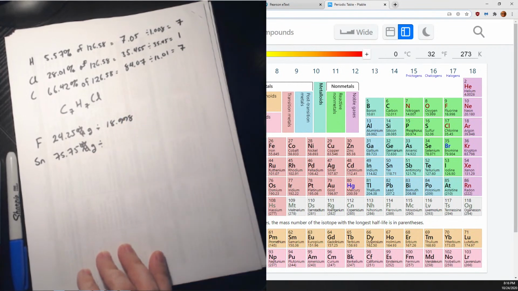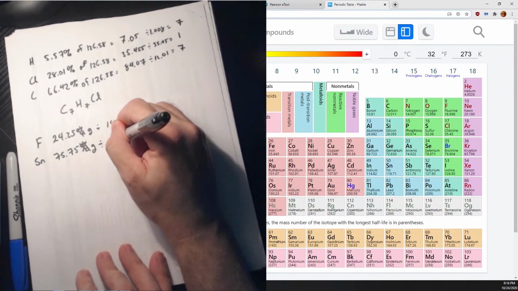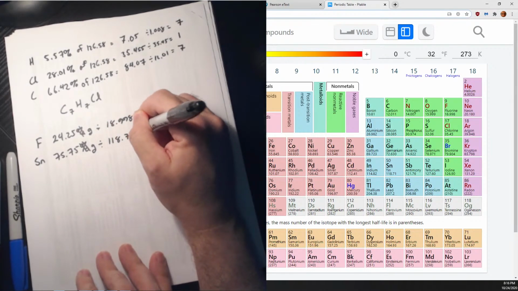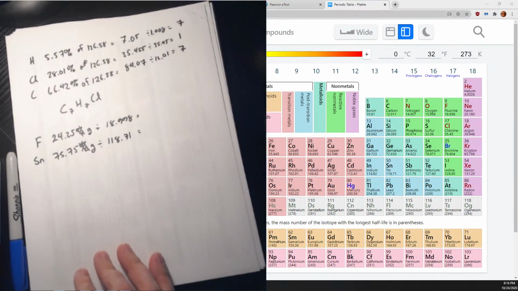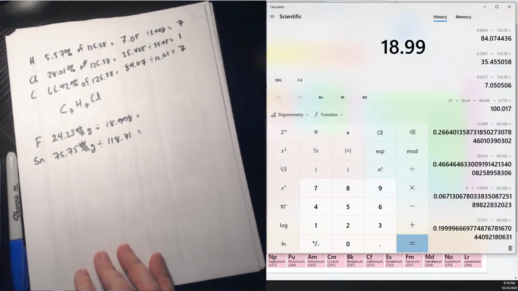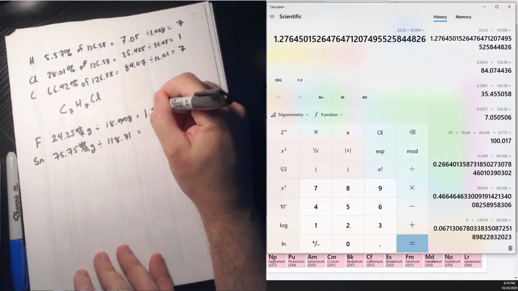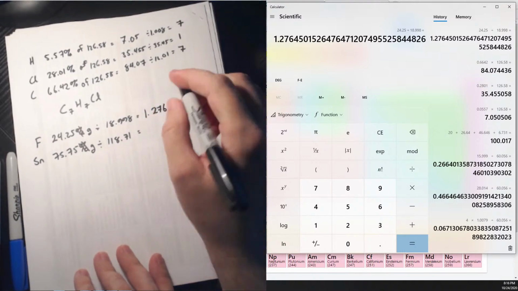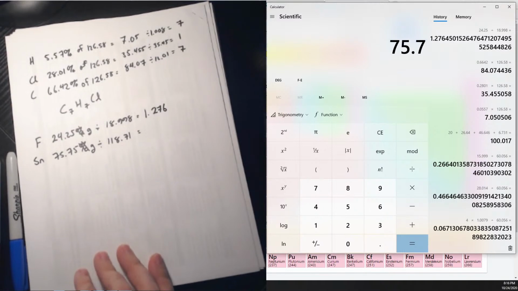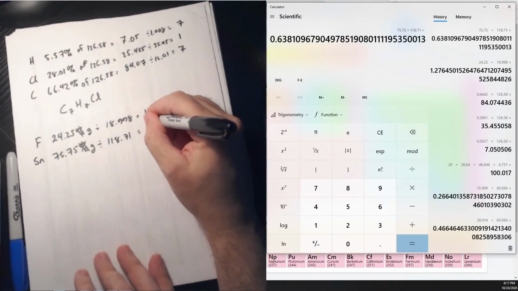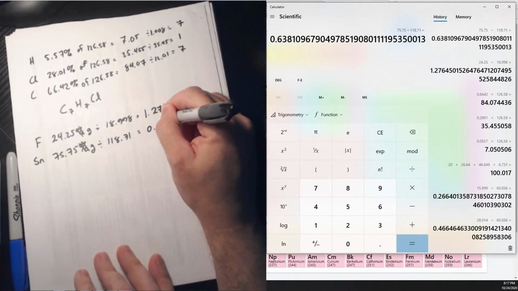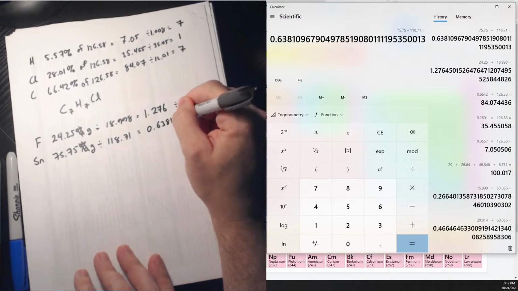18.998, and tin, 118.71. 24.25 divided by 18.998 is 1.276. And 75.75 divided by 118.71 is 0.6381. Now we divide both of these by the smaller number.